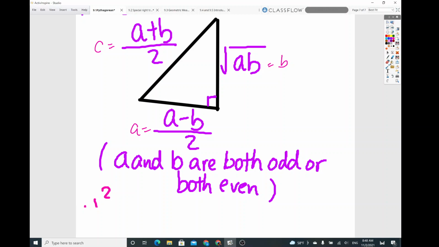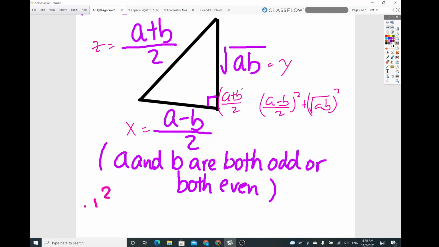Instead of using A, B, and C, let's say X, Y, and Z, because A and B are already used, so we don't want to duplicate it. So proving that Pythagorean theorem, we got A minus B over 2, quantity squared, plus square root of AB, quantity squared. Would that be the same as A plus B, quantity over 2, and then the quantity squared?